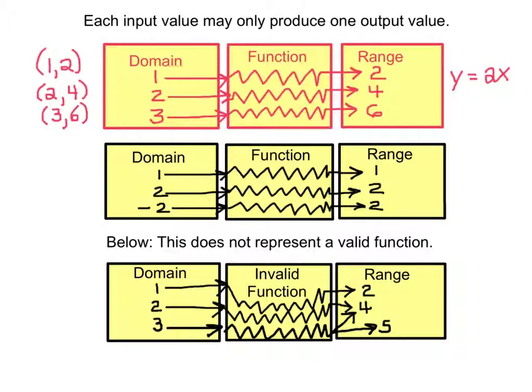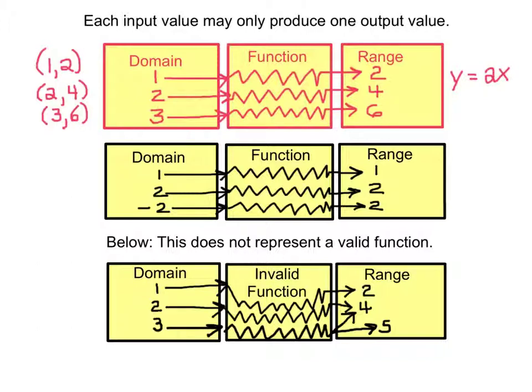Finally, in our domain, our last value is 3. When we input a 3 into this equation, which represents our function, we're going to take 3, multiply it by 2, and we get a 6. So y equals 6. And that's the reason that the output when we input 3 is a 6, giving us the ordered pair 3, 6.